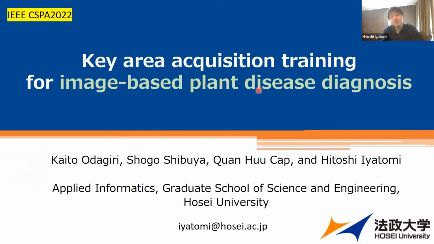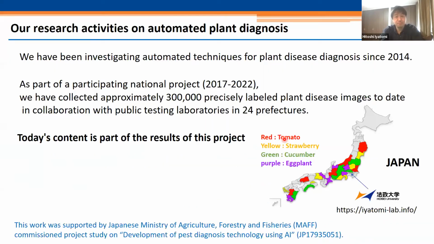Hello, everyone. This is a research presentation for IEEE CSPA 2022. The title of our presentation is Key Area Acquisition Training for Image-Based Plant Disease Diagnosis from Hosei University, Japan.